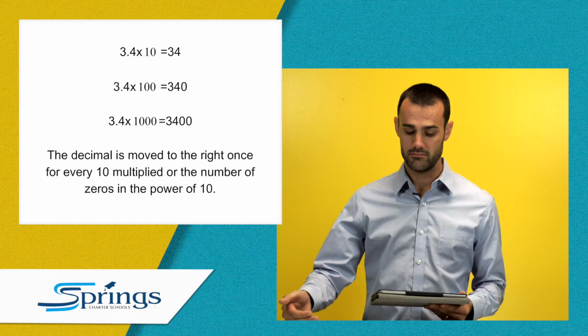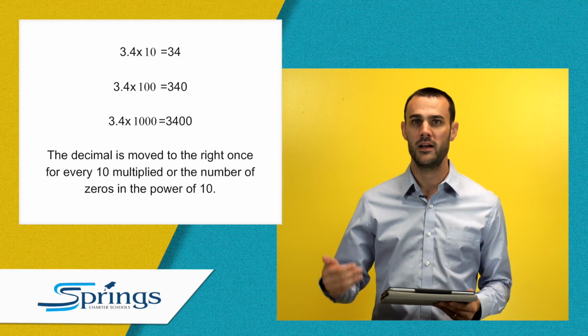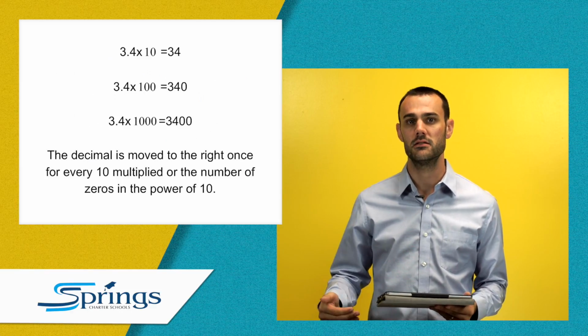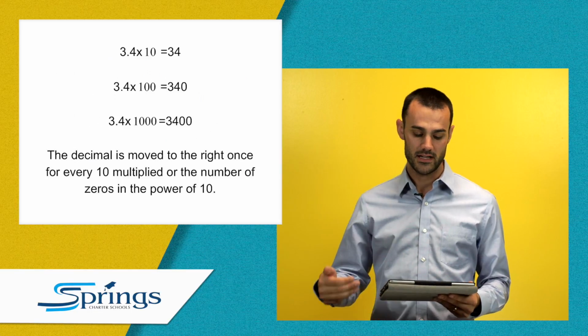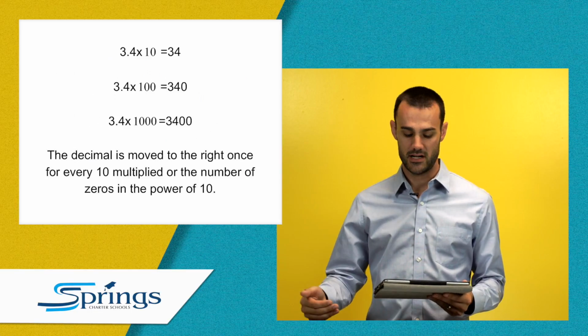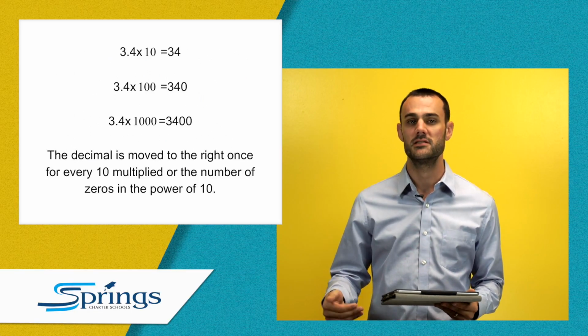Do you notice the pattern? Each time we're multiplying by an extra 10, we're adding another 0 on the end of our answer. The decimal is moved to the right once for every 10 multiplied, or the number of zeros in the power of 10.